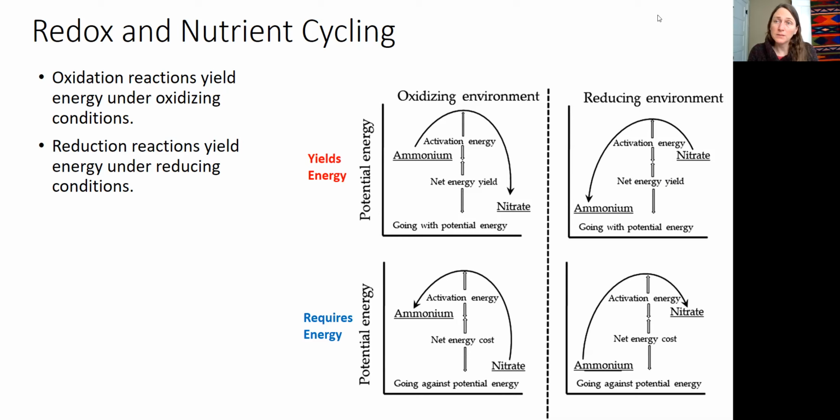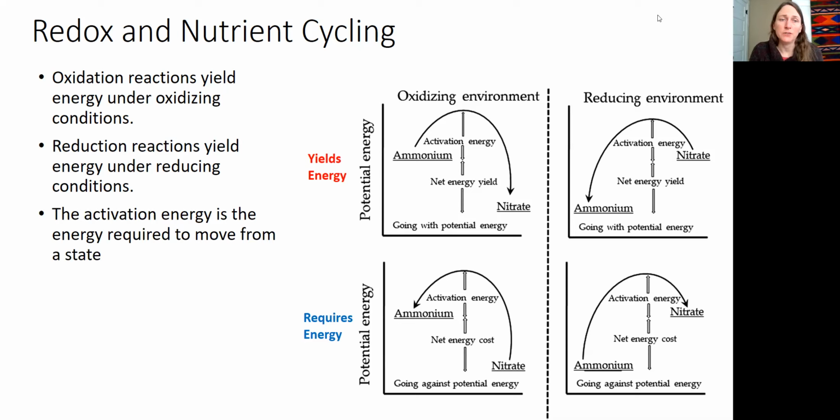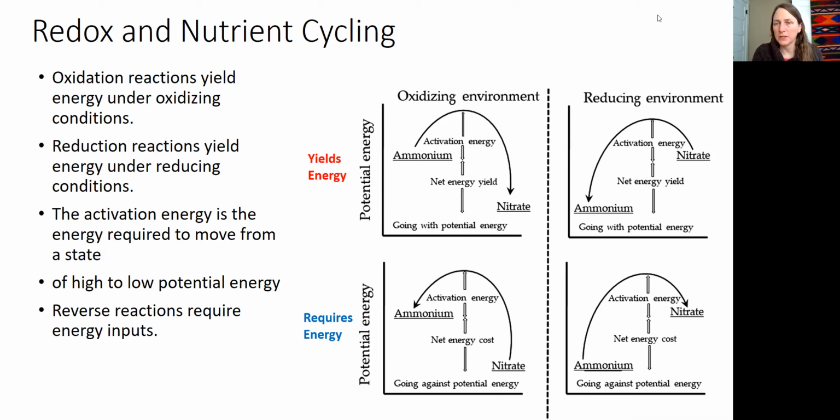Now, the bottom 2: if you're in an oxidizing environment and you want to take nitrate and convert it into ammonium, that's going to require energy. And the same is true in a reducing environment to take ammonium and turn it into nitrate. So it's important to understand these redox reactions because you know what's going to be energy efficient and what's going to be really challenging. The activation energy is the energy required to move from one state to another, to move from a state of high to low potential energy. And reverse reactions require energy inputs. What is shown on the right are called Gibbs free energy diagrams.